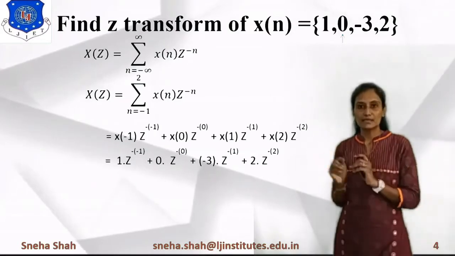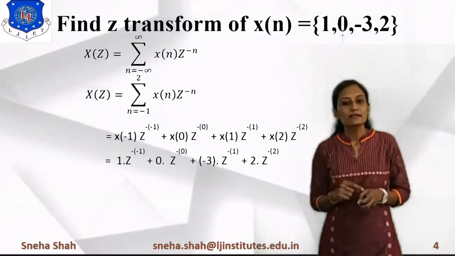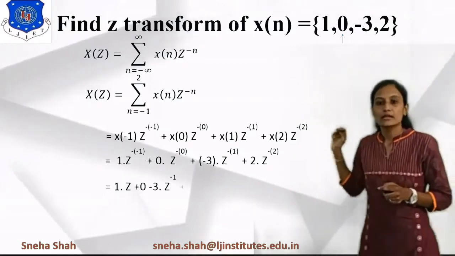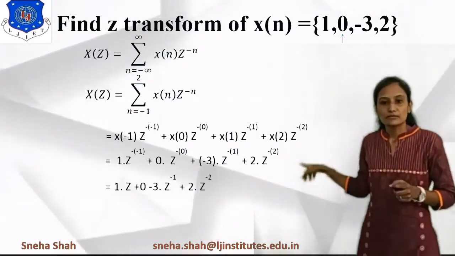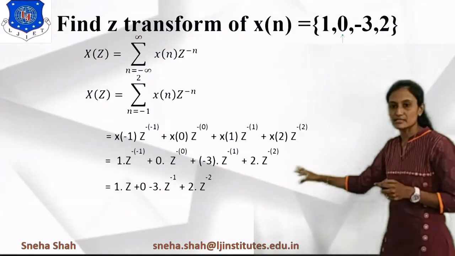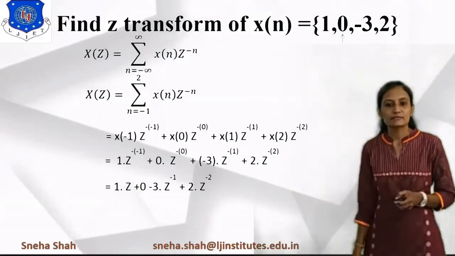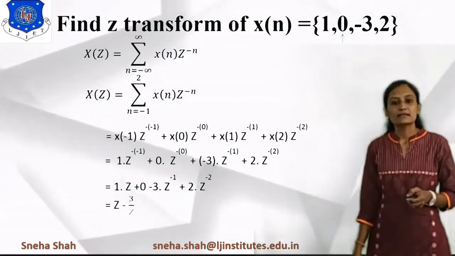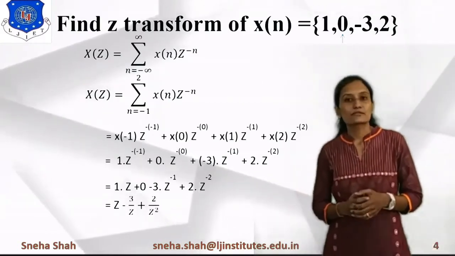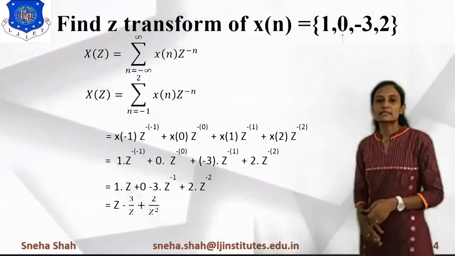Now z to the power minus of minus 1, that is z to the power 1, will be considered as z. 1 into z means z. So the next step is 1 into z plus 0 into z to the power 0 means 1, so 0, and the next term is minus 3 into z to the power minus 1 means minus 3 z to the power minus 1. Next term is 2 into z to the power minus 2 means 2 z to the power minus 2. Now if I simplify this, the next step is 1 into z means z minus 3 by z plus 2 by z to the power minus 2. 2 into z to the power minus 2 converts in terms of 2 upon z square. So this is your final answer of the Z transform.